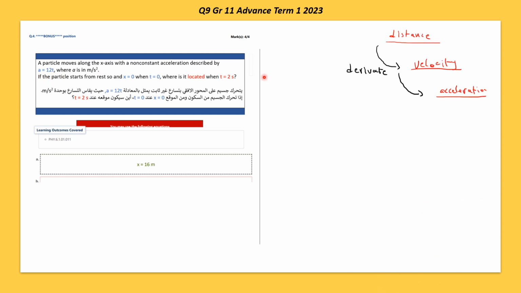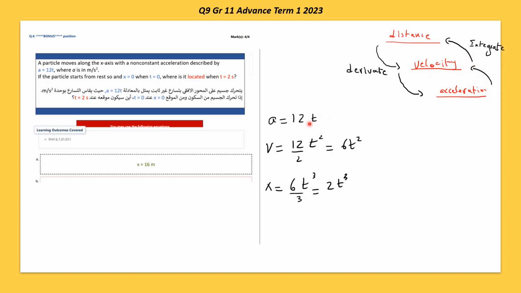So you always need to remember the ladder here. Okay, so here in this case we have the acceleration, but we need to go up to reach the distance. So we need to integrate twice. A equal 12t. In the integral, it's opposite to the derivative. So for the power, we need to add 1.